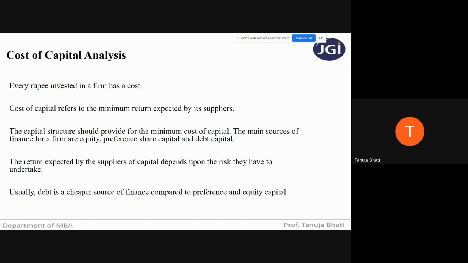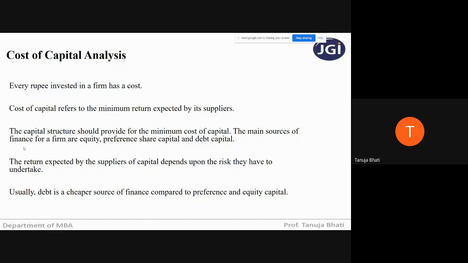Next, cost of capital analysis. See students, every rupee invested in a firm has a cost, that we know, because through whatever sources of finance we are raising the funds, every source has some cost involved in it. You do not get anything free of cost, correct? Now, cost of capital refers to the minimum return expected by its suppliers or investors. So whatever capital is invested either by the shareholders or the investors, you have to give some return to them. The capital structure should provide for minimum cost of capital.